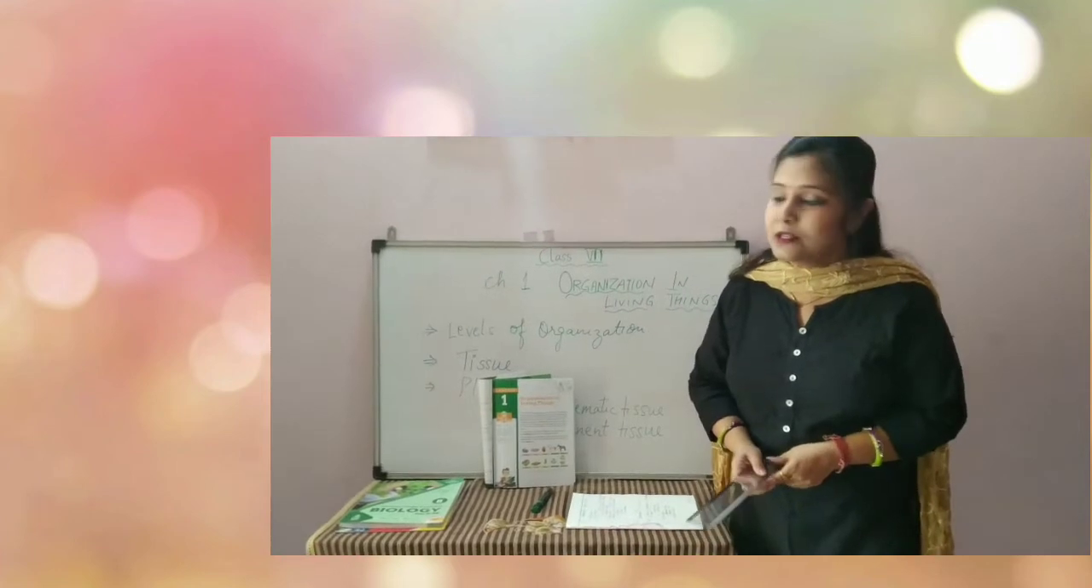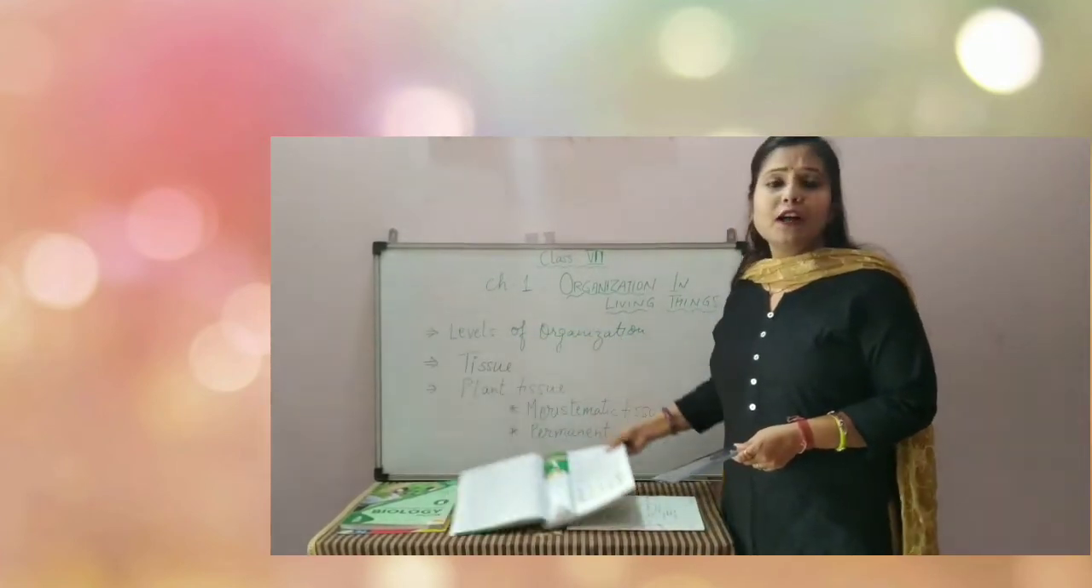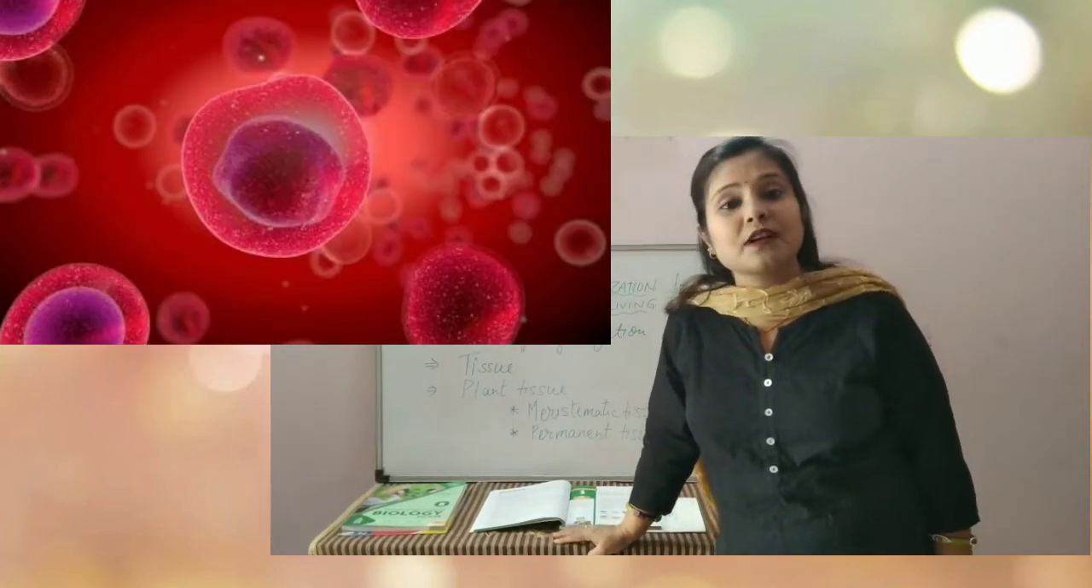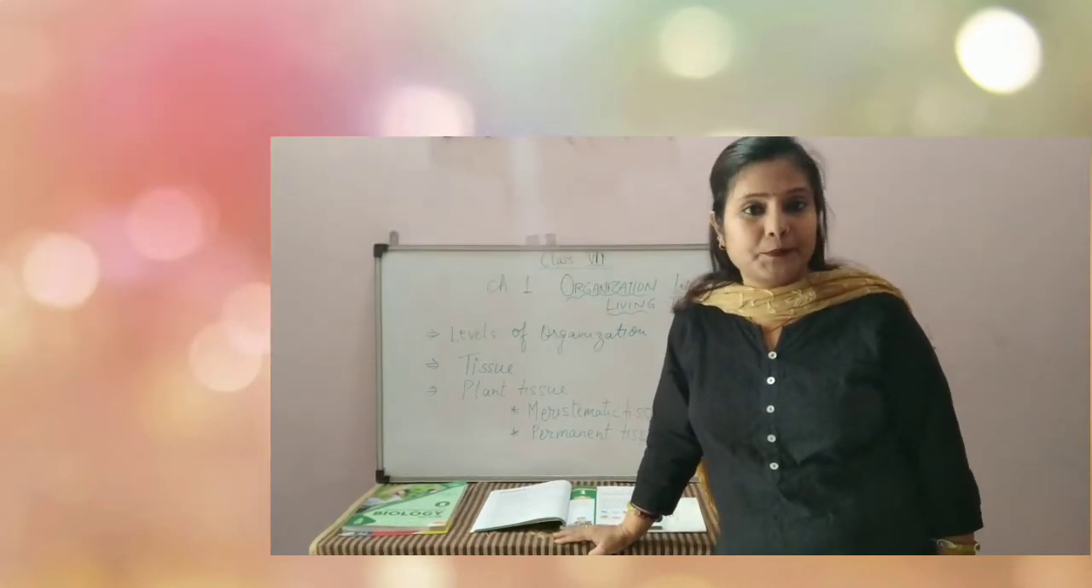A collection of cells, different types of cells, unite together to form tissue. Tissues unite together to form an organ. Different organs can form an organ system, and different organ systems can form an organism. So the first unit for all this is the cell. Cell is the basic, functional and structural unit of living ones.